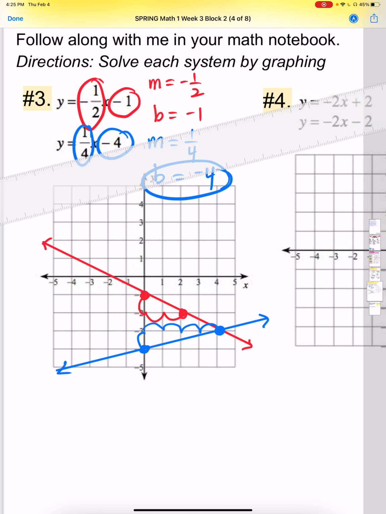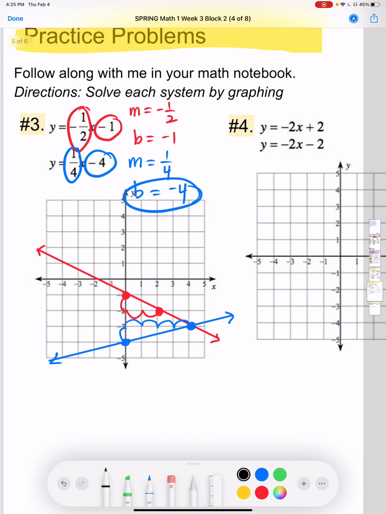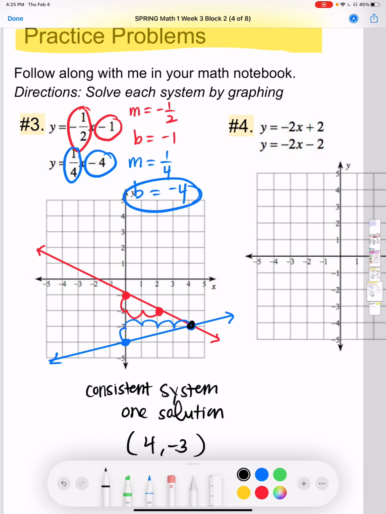Okay, and I can see that they intersect. So this is also going to be a consistent system. I have one solution, and my solution, I'm going to write it as a coordinate. So again, my solution is I went to the right 4 and down 3 from the origin. So 4, -3 is my answer. All right, we have one more practice problem to do.